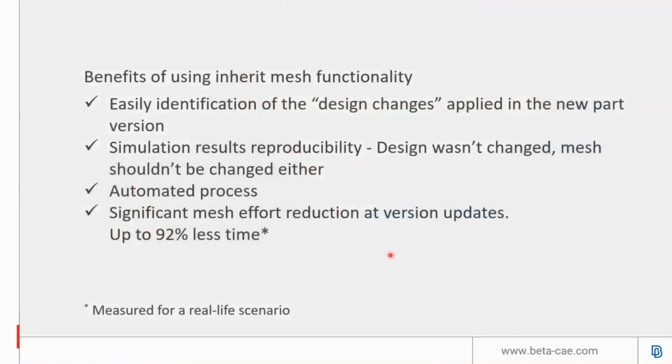Let's discuss the benefits of using the inherit mesh functionality. Easy identification of design changes applied in the new part version. Simulation results reproducibility: the design wasn't changed, so the mesh shouldn't be changed either. This process is completely automated. Significant mesh effort reduction at version updates, and it takes 92% less time than traditional meshing.